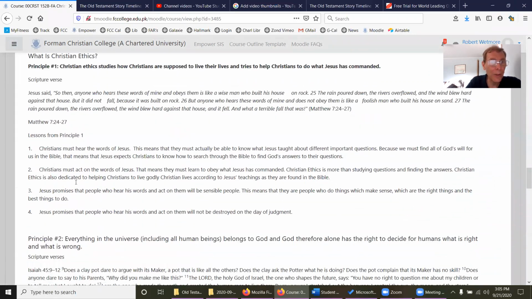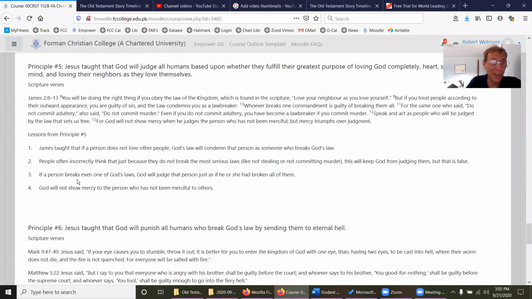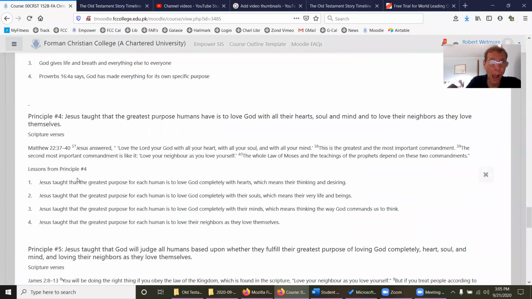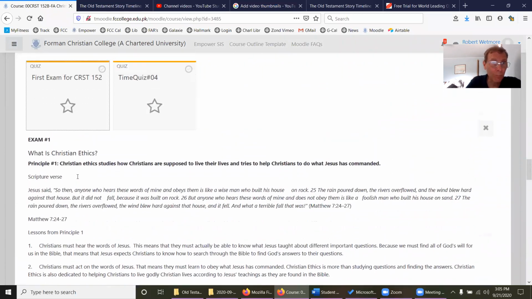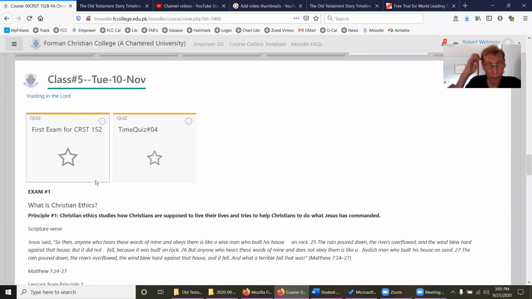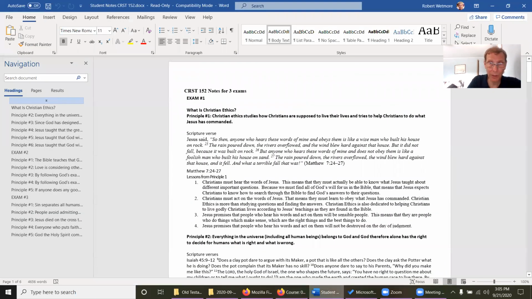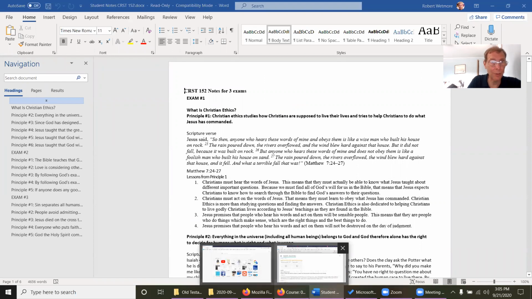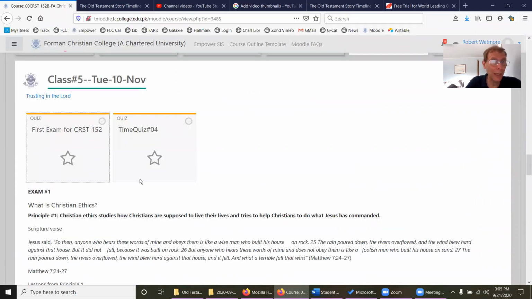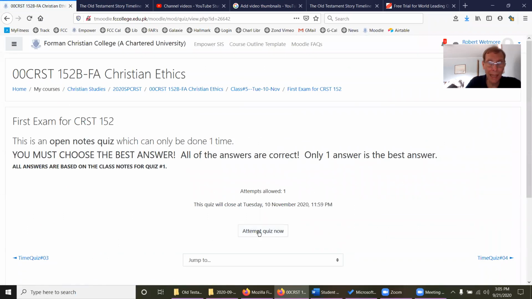All right. Now, I also have the examination notes here, but this isn't really very convenient. If I were a student, I think what I would do is print those notes off that I have over here. I think I'd print them off and have them next to my computer. I think that would make my life a little easier. But do what you have to do. All right, here we go. Click on the first exam, and it says attempt it now. All right.